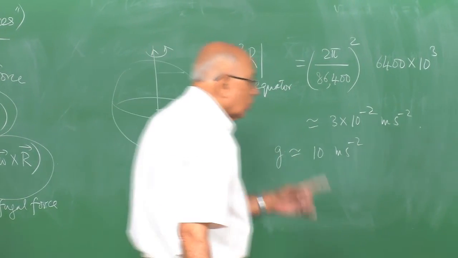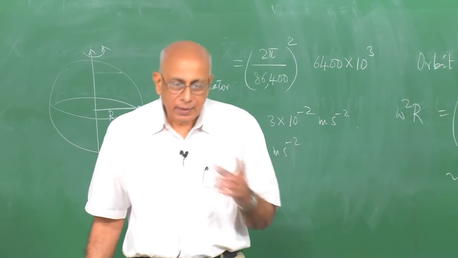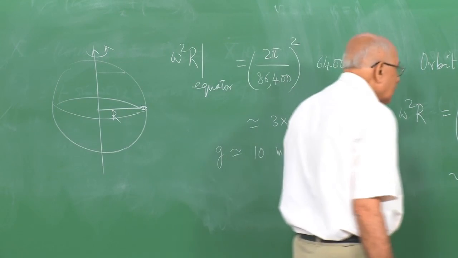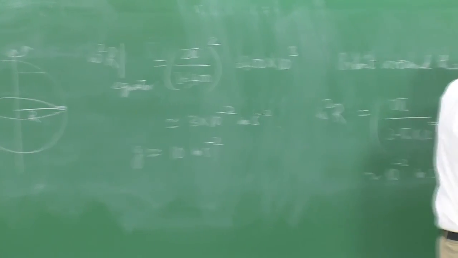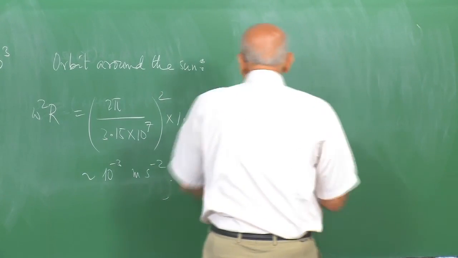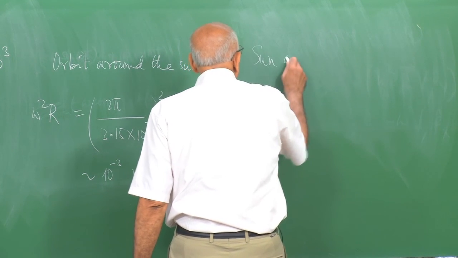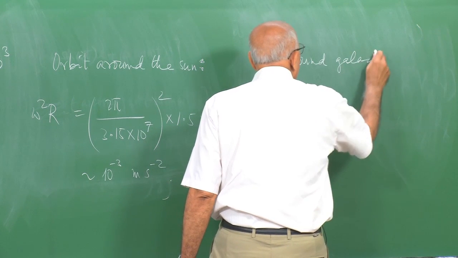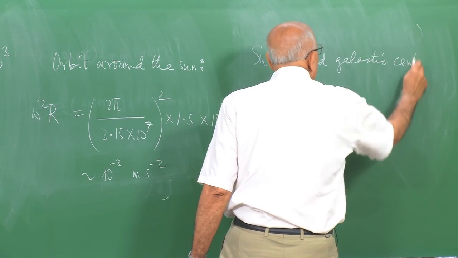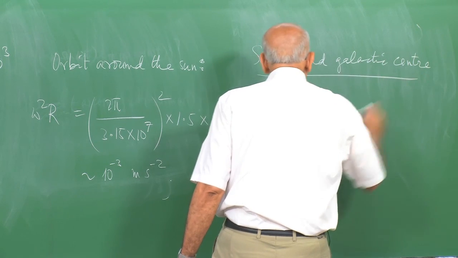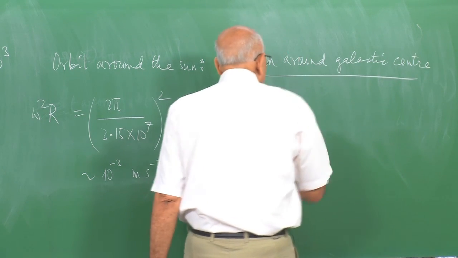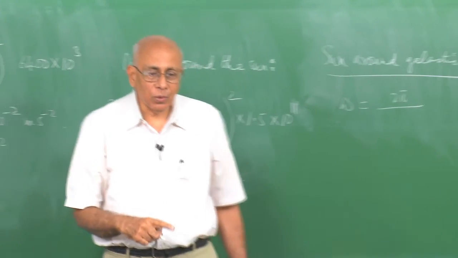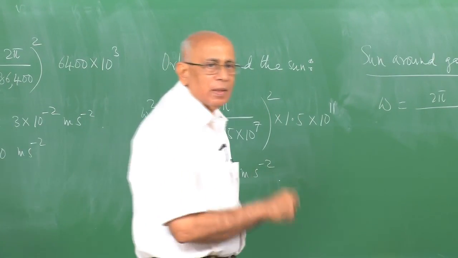Well, that is not the end of the story, because the sun goes around the center of the galaxy. So one could ask, is that going to make a big difference? Well, that is going to be hopefully a much smaller contribution. So, the sun around the galactic center: omega in this case is 2 pi divided by the period it takes to go around. That is 250 million years approximately.